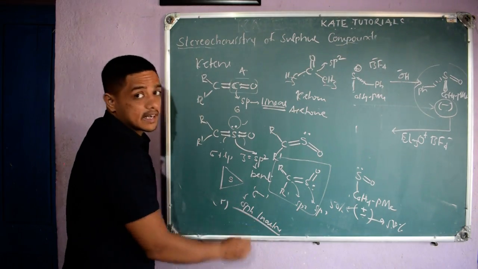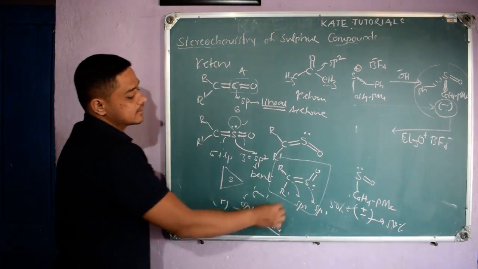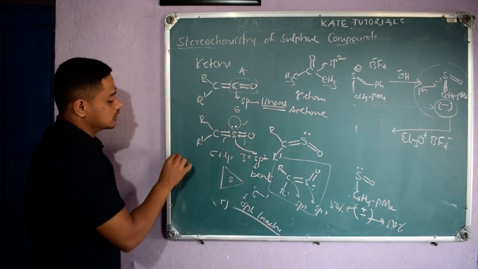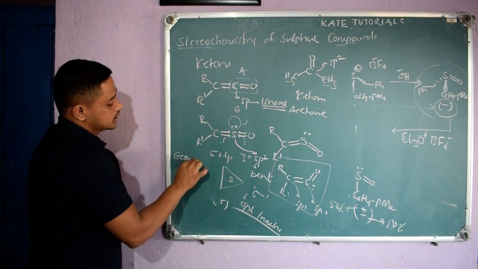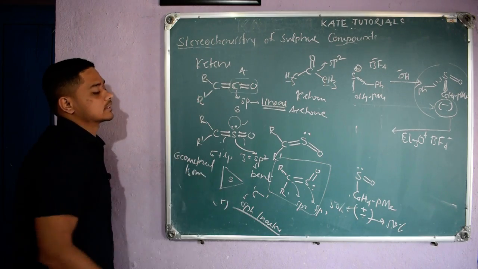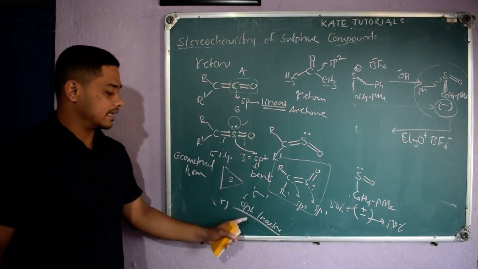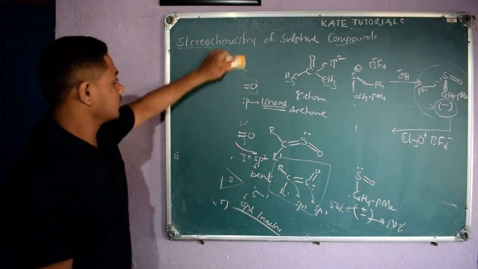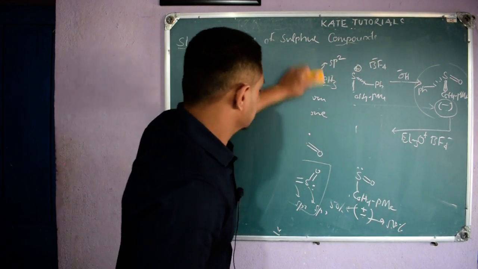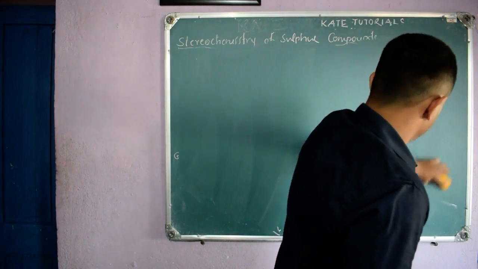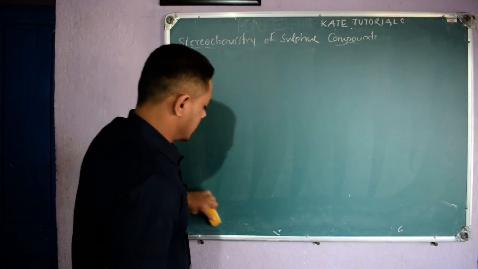Since they are optically inactive, right, and these have sp2, they have geometrical isomerism. They show geometrical isomerism, right? So these are optically inactive, but they show geometrical isomerism. So that's the thing I wanted to tell, right? So let us see a few examples in which they show geometrical isomerism.